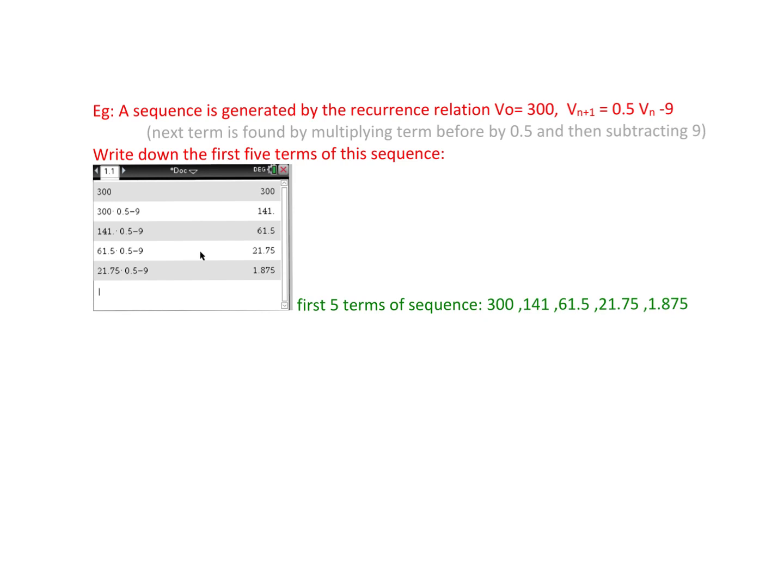So a sequence is generated by a recurrence relation of V0 equals 300, and then we have this rule here. So what the rule is actually saying is that you're going to times it by 0.5, and then you'll take away 9. So how you'd get the next one. So if you did 300, so say that was V0. If I was finding V1, I'd do 300 times 0.5, and then I'd minus 9. So that would be 141.